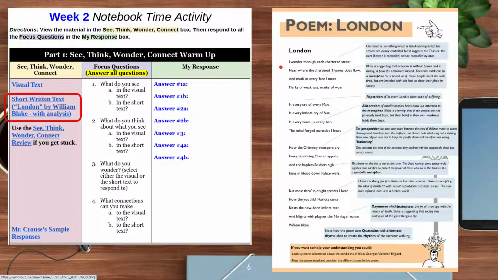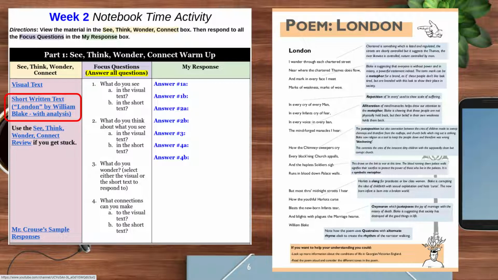If you take a look at the poem itself with me. It says, I wander through each chartered street, near where the chartered Thames does flow, and mark in every face I meet marks of weakness, marks of woe.